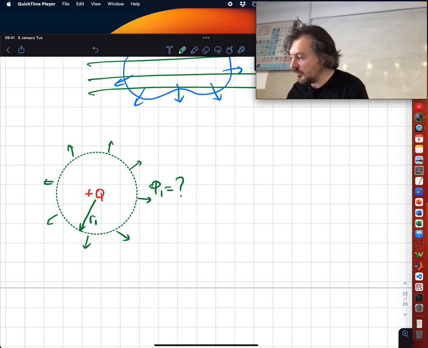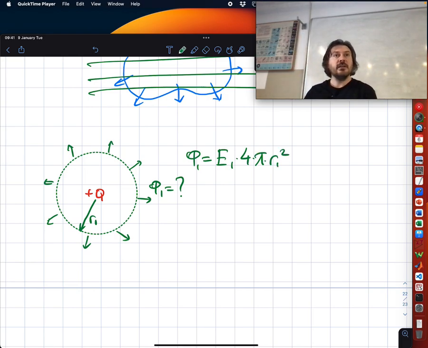Now, anyone who wants to answer this question? Yes? Electric field and 4 pi r squared. Yes, very good. So phi 1 is going to be E1 times 4 pi R1 squared, right? So E times A directly. Why? Because all electric field lines are leaving perpendicularly. So you can simply write E times A. Did you follow this? Yes?